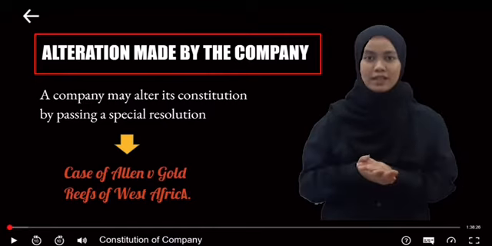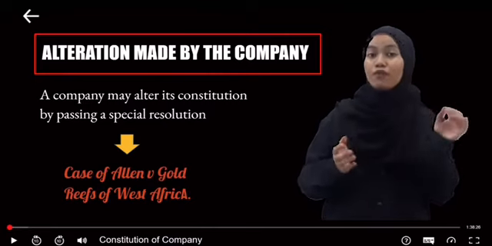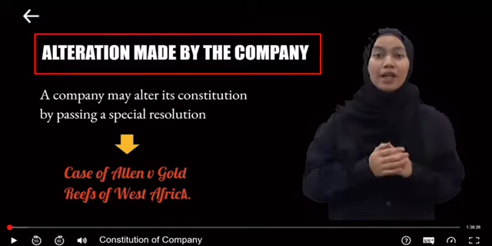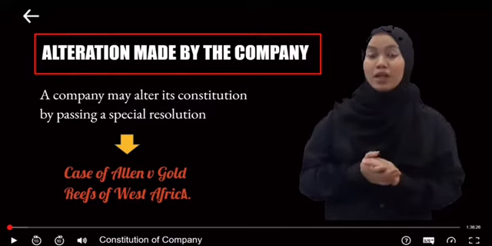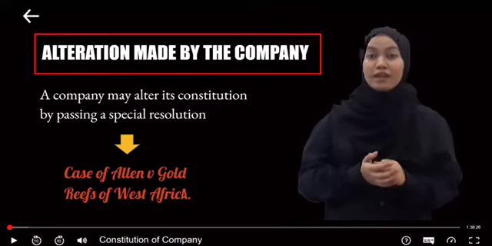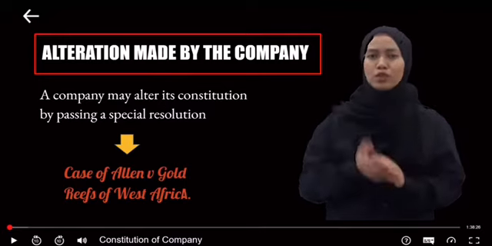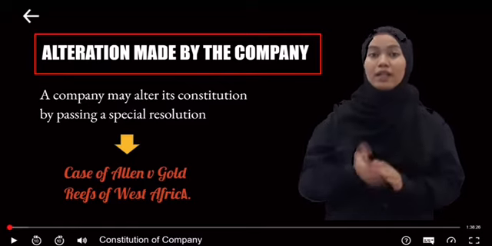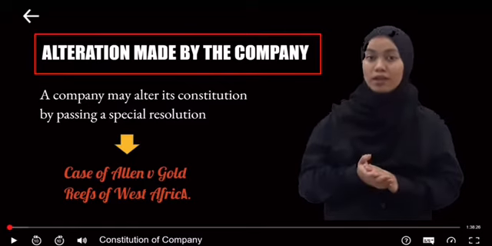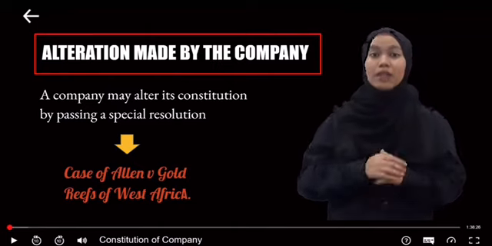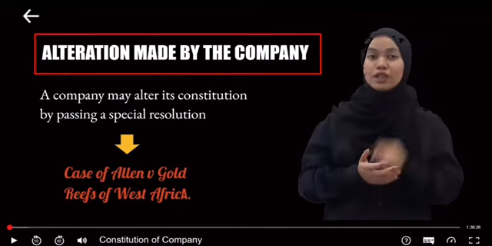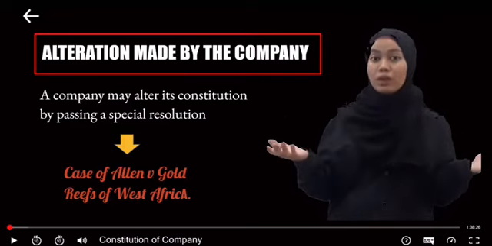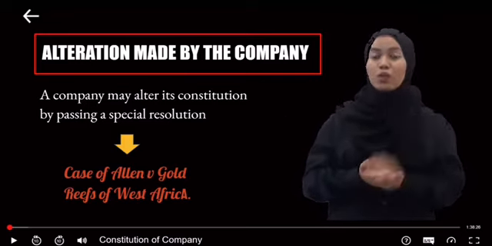Let's go through this case. In this case, Allen had both fully paid up shares and partially paid up shares. Despite repeated calls, he failed to pay up. The company altered the constitution to the effect that in the event a member failed to pay the cost of his partially paid up shares, the company would have a lien on the fully paid up shares as well. The court held that even though the alteration was prejudicial to one shareholder, it was bona fide for the benefit of the company as a whole. Therefore, the resolution was held to be valid.